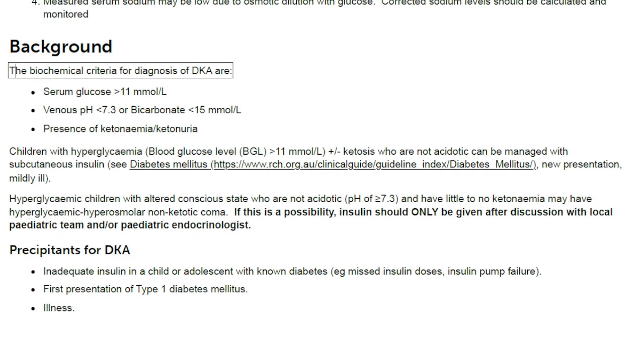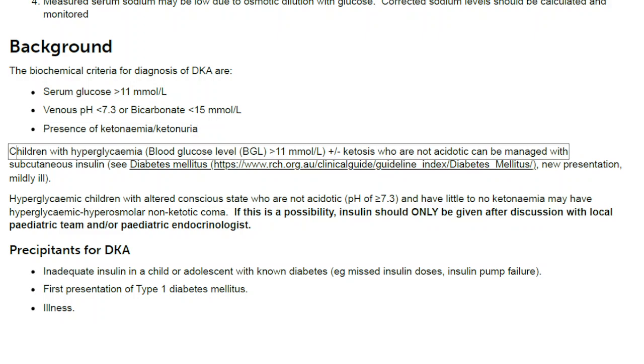Background. The biochemical criteria for diagnosis of DKA are serum glucose greater than 11 mmol/L, venous pH less than 7.3 or bicarbonate less than 15 mmol/L, and presence of ketonemia/ketonuria. Children with hyperglycemia, blood glucose level, BGL, greater than 11 mmol/L, plus ketosis who are not acidotic can be managed with subcutaneous insulin, for example a new presentation that is mildly ill.